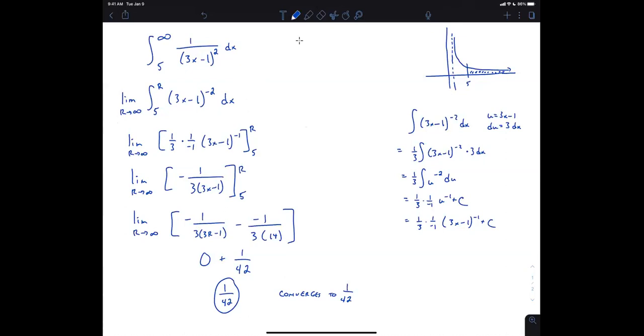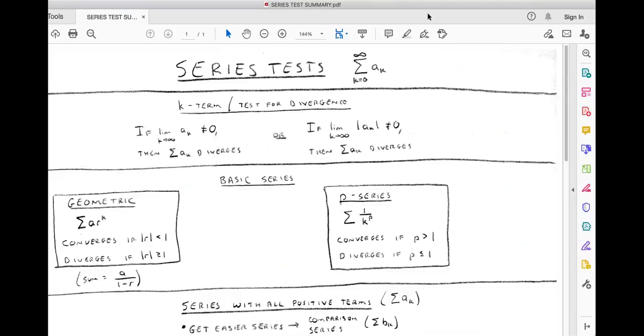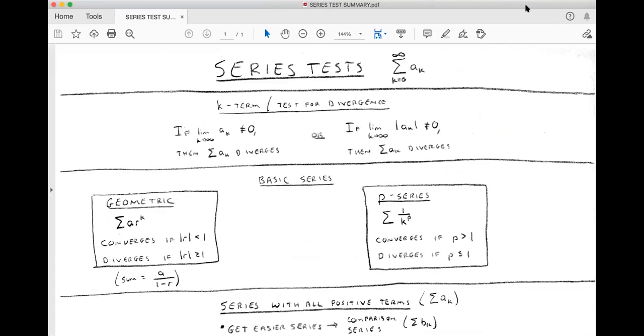It's called Series Test Summary, and it's in the Unit 3 folder on our shared drive. If you're not in my class, I don't know if you have this sheet or not, but I can get this to you right after the review. If you want to stick around, I can just email this to you if you give me your emails later. But anyway, this is the summary of how these work.